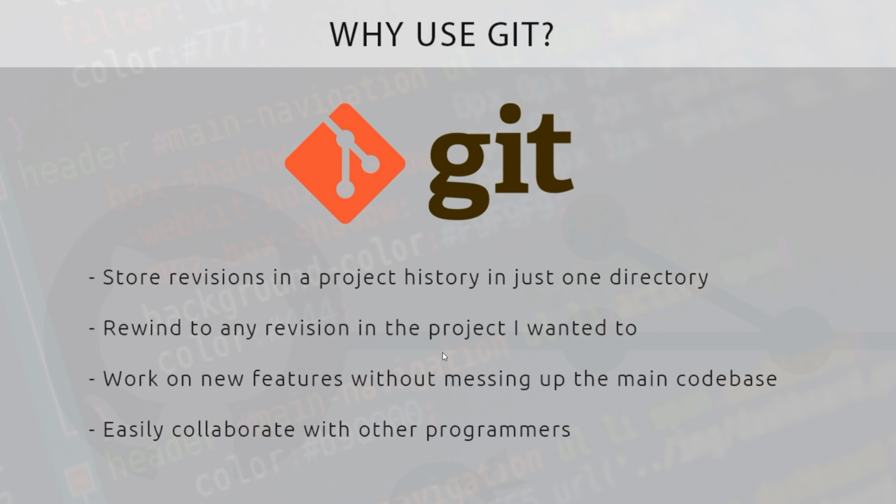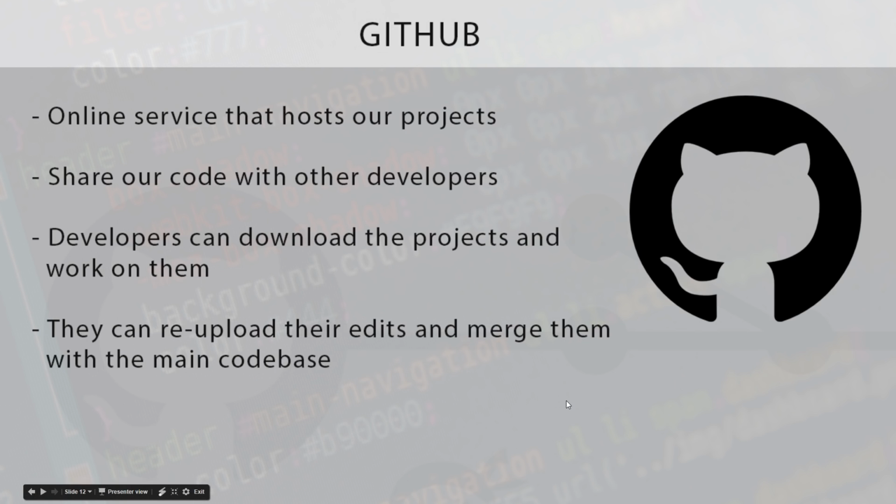Okay, so that was immensely cool and saved me a lot of time. And it also allowed me to work on new features without messing up the main code base. And this is something called branching, which we're going to learn about later. On top of that, it easily allowed me to collaborate with other programmers, developers, designers, if I was working in a team, which was really cool as well. And just touching on this last one, we can easily sync up to GitHub to make that even easier.